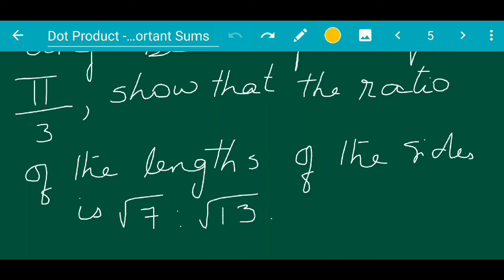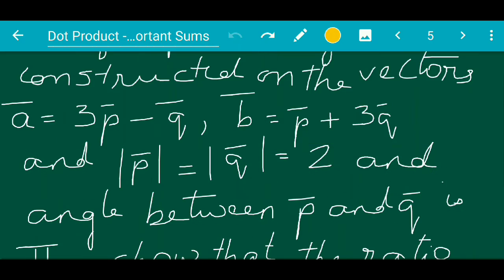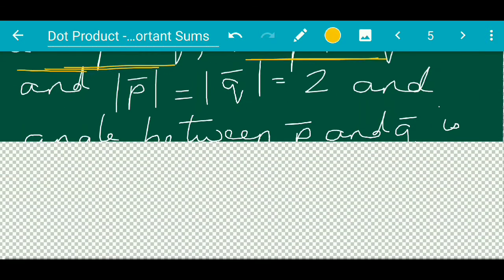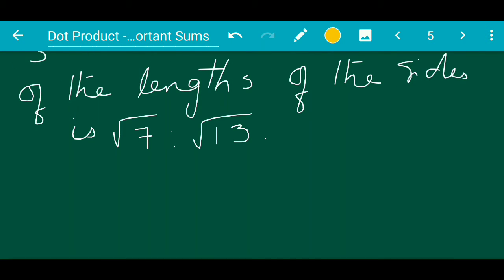So let us understand this sum first of all. Here a parallelogram is constructed having the vectors on the sides a and b. Suppose the sides of the parallelogram are a and b having length a and b. These sides in terms of vectors are a bar and b bar. So these are the side vectors forming the sides of the parallelogram. They have given us some values: the magnitude of p and q, and also the angle between p and q. So we have to show that the length of the sides is coming as this ratio, that is root 7 is to root 13.